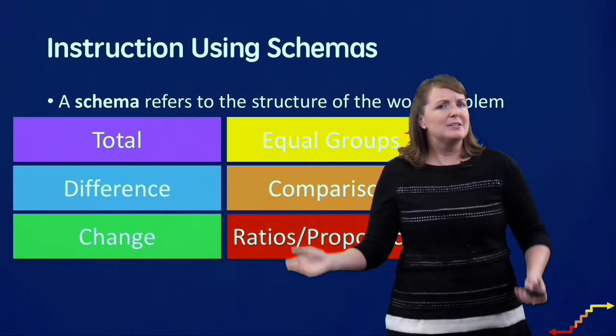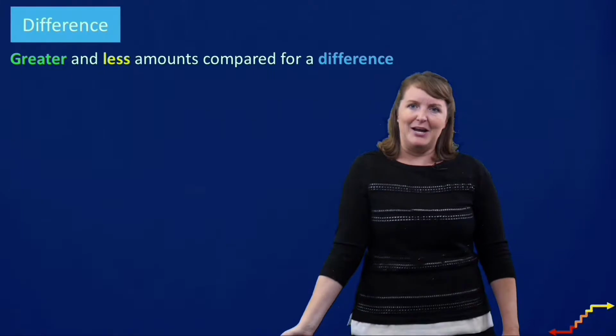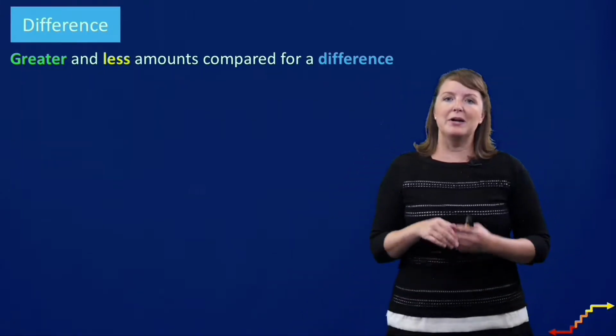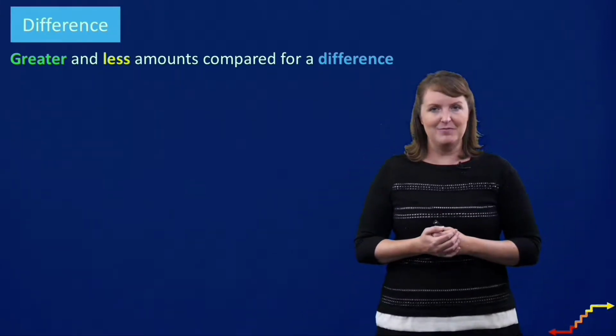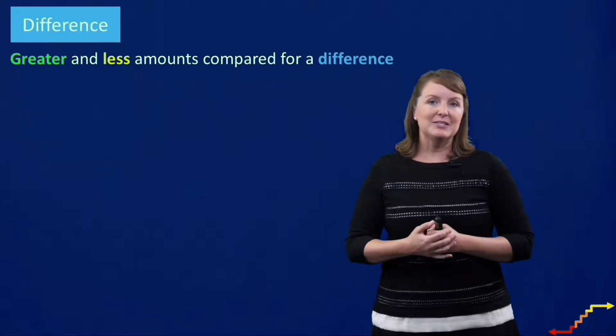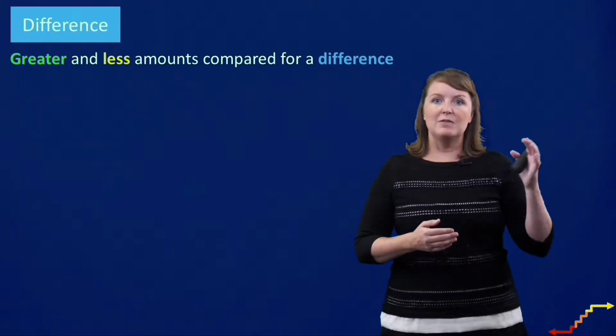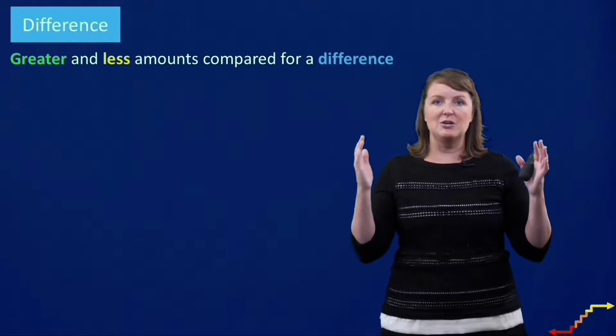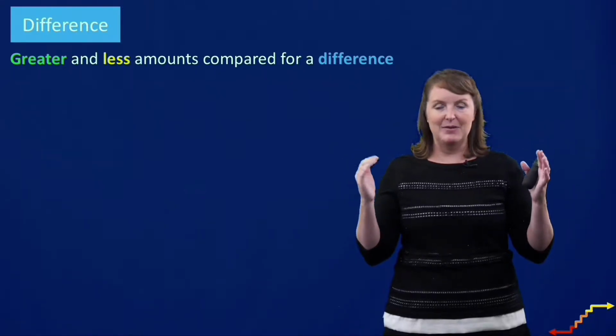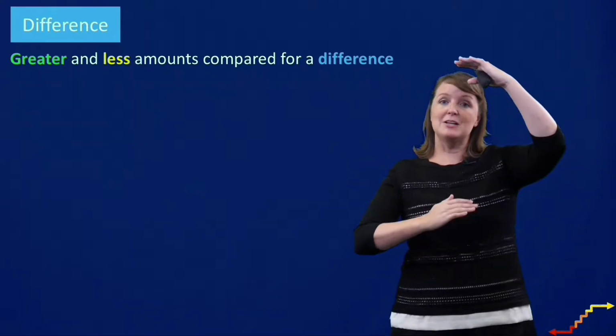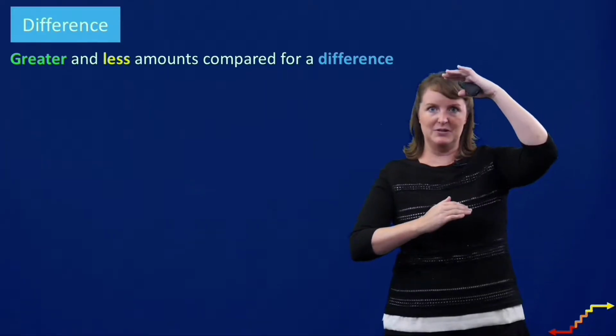Now, what is the difference schema? Let me tell you about it. In a difference schema, we have greater and lesser amounts, and those are compared for a difference. You can think about this as falling on a number line. You have a greater amount and a lesser amount, and you're comparing those for a difference.